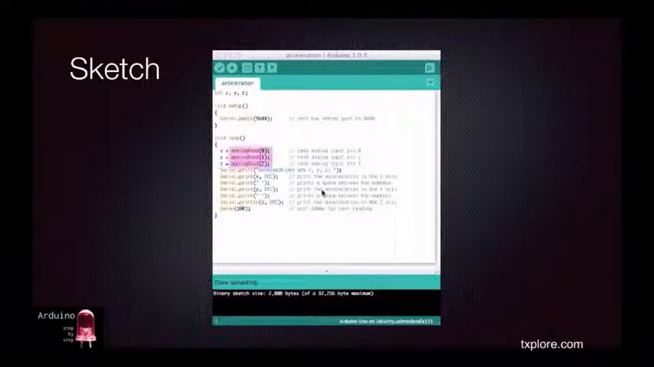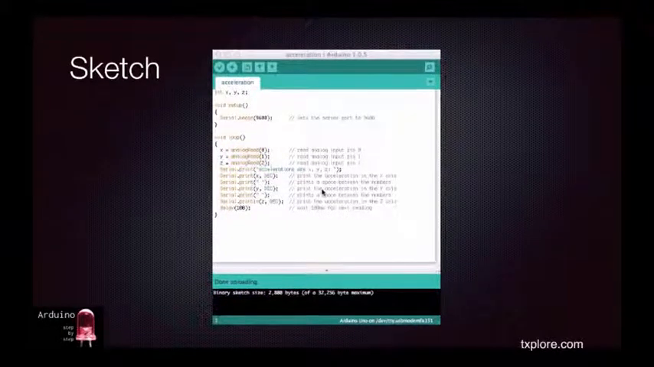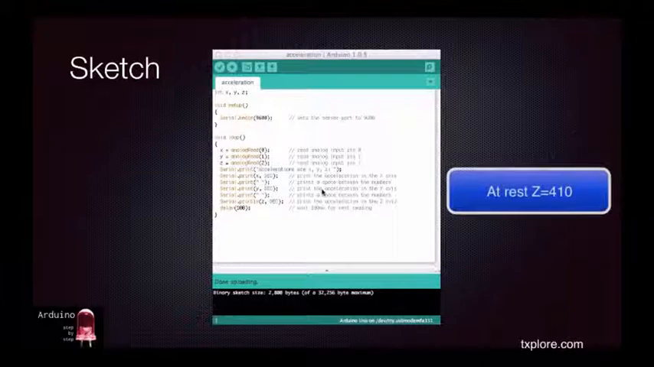It's very simple. We have not seen the analog read function before, but I'm sure you can guess what it does. It reads the voltage present at one of the analog pins. The accelerometer outputs voltage to its three outputs relevant to the forces applied to it. For example, at rest, the reading of the z-axis is around 410.